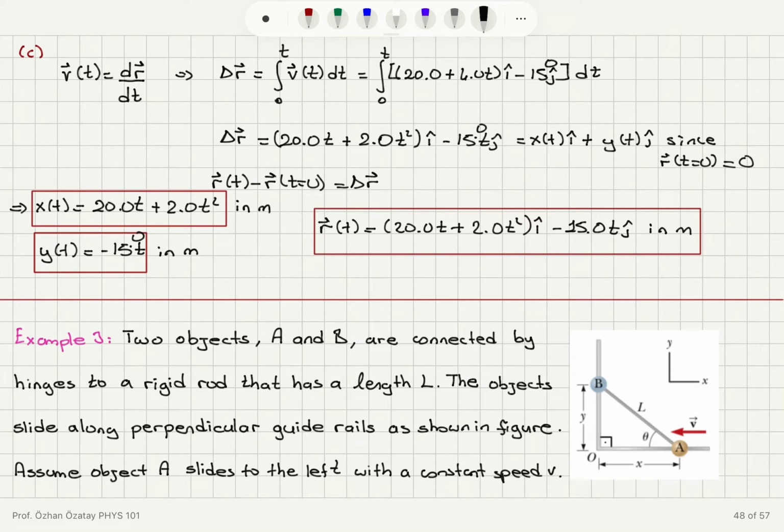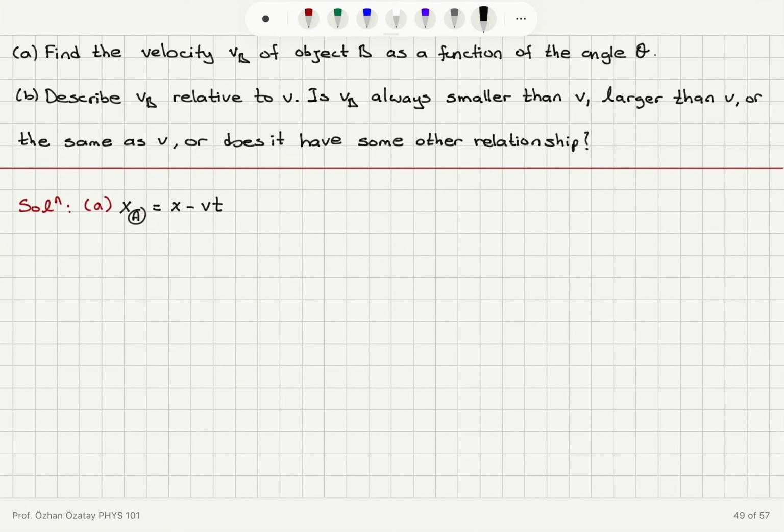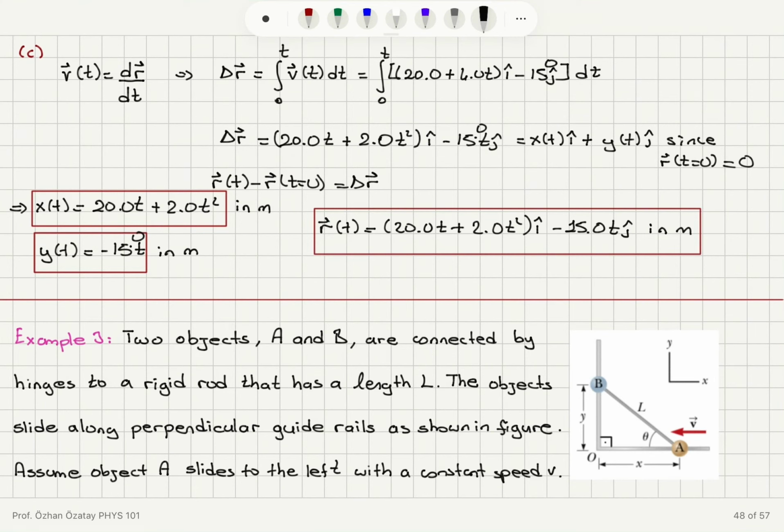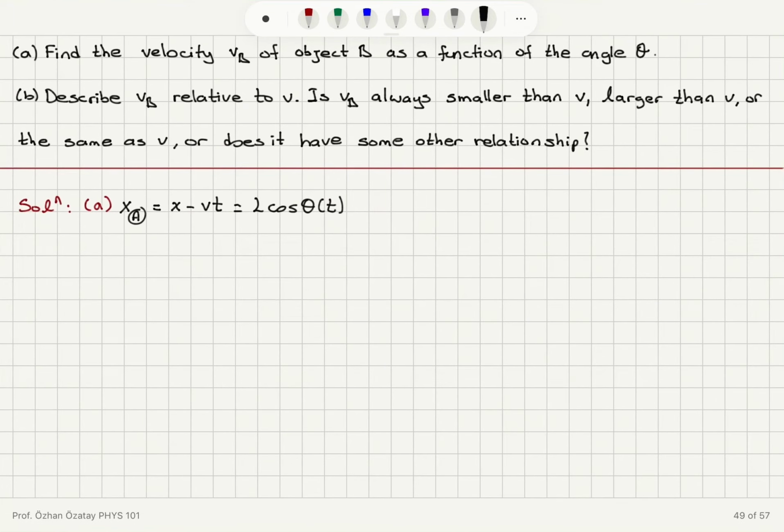And from the geometry here, you can also see that from the ABO triangle, or OAB triangle, the length L of this rigid rod that connects objects A and B has a projection onto the position of A, which is L cosine theta. So this is equal to L cosine theta, where theta is changing as a function of time. As A approaches the origin, theta will be increasing, right?